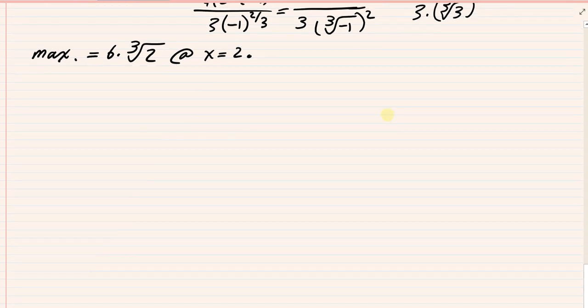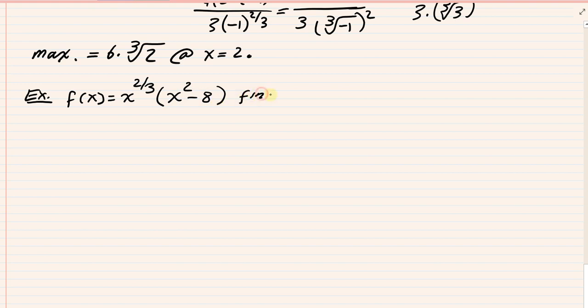Let's take a look at another example here. We're done with that one. In this next example, we want to do the same thing. We want to find the extrema if they exist. x^(2/3) times (x squared minus 8). It's a little bit more elaborate than the other one. Okay, so I'm just going to put the question, find the extrema.